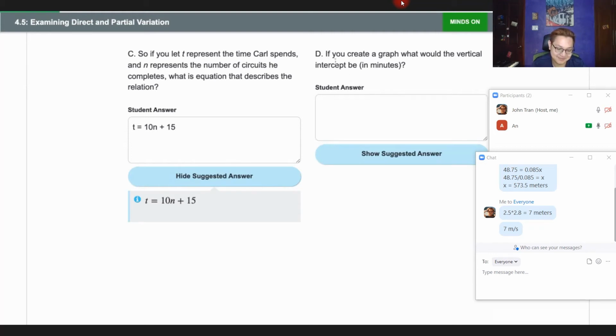If you create a graph, what would the vertical intercept be in minutes? If you create a graph, what would the vertical intercept be?